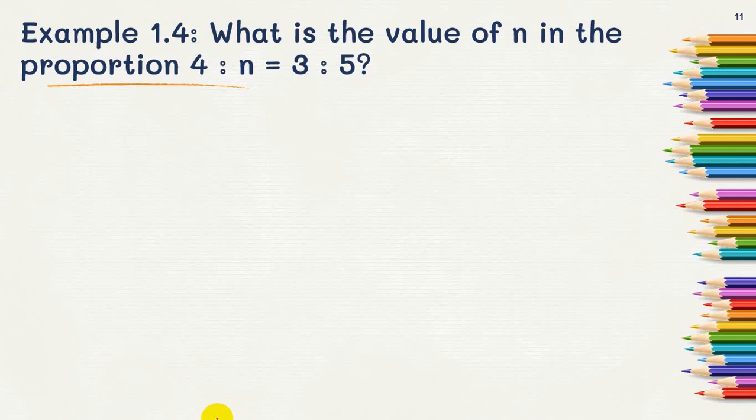Let's have example 1.4. What is the value of n in the proportion 4 is to n equals 3 is to 5? We just need to multiply the means and the extremes. Either of the two, you can actually multiply first the means or the extremes, and vice versa. So n times 3 is 3n, and then 4 times 5 is 20.